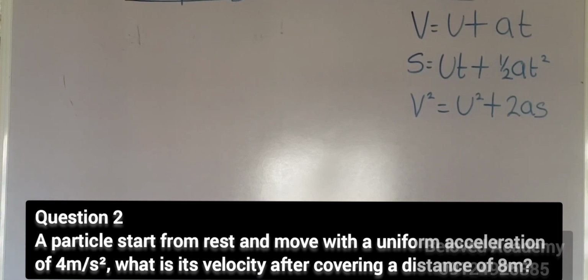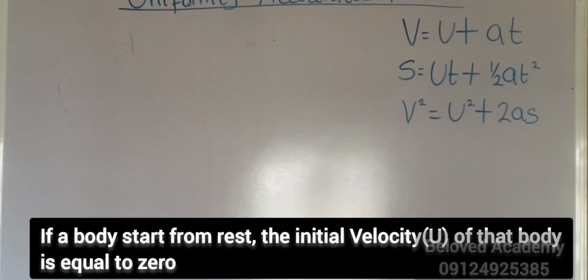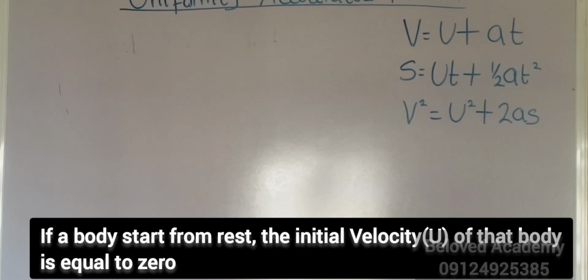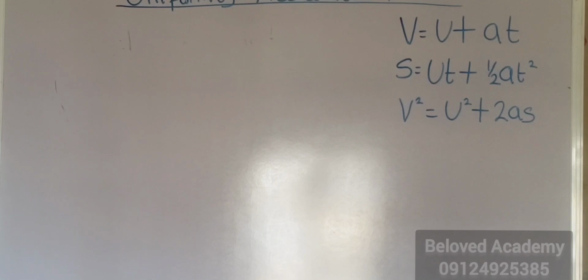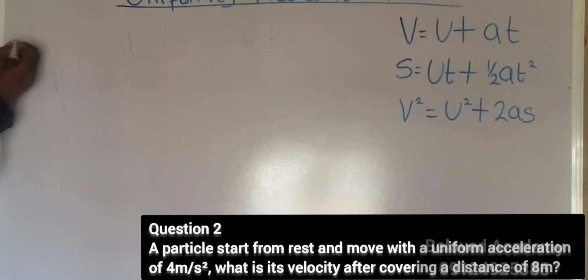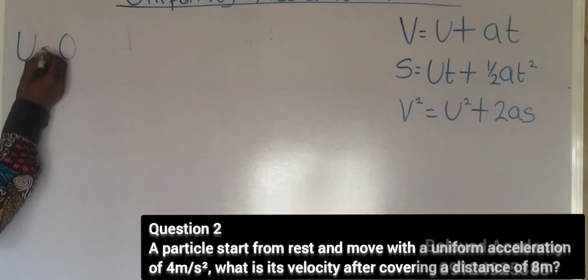Okay, now let's start. We are given that the particle starts from rest. You know, in our previous class, I gave you three conditions. If a body starts from rest, the initial velocity of that body is 0. You understand? Because velocity refers to the distance moved by an object in a specified direction. So u in this case is what? 0. Please, I don't want you to forget this. u is 0 when an object starts from rest. So u is 0.